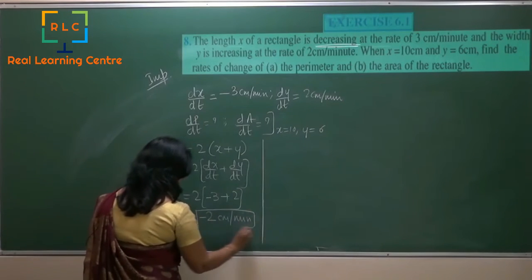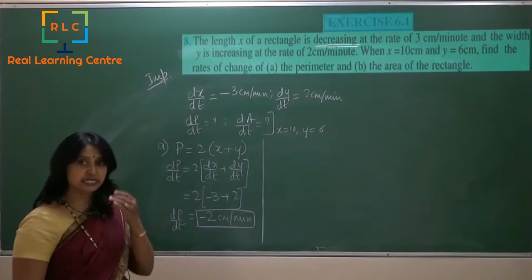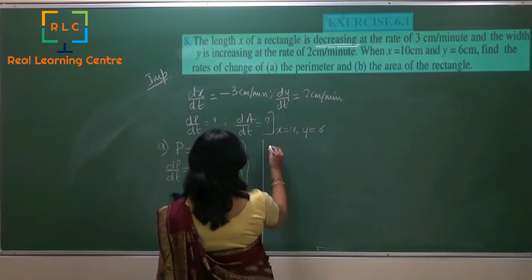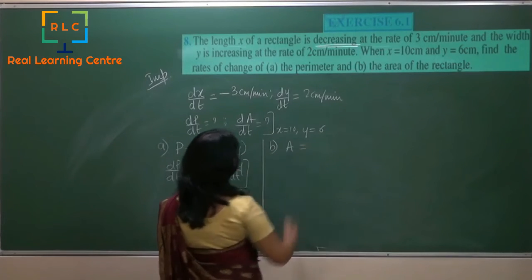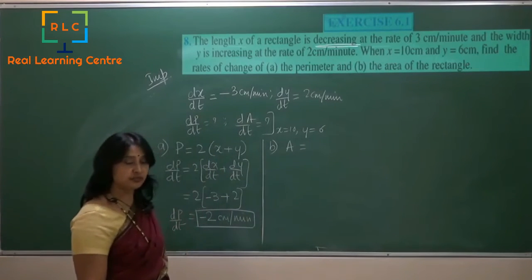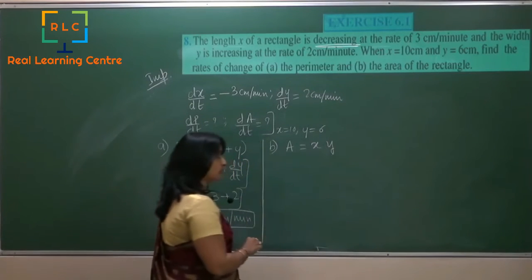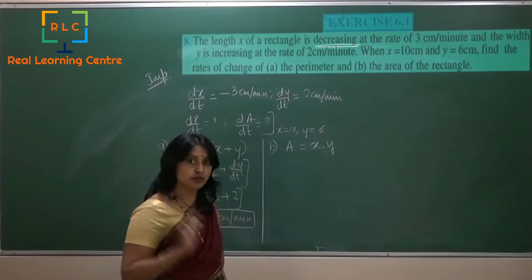What does this minus tell you? Minus tells you that the perimeter is also decreasing in its rate. Change of the perimeter is decreasing. Then B part of the problem, we talk about the area of the rectangle. Area of the rectangle is given by length into breadth, which is x into y as they have given in the question. This is a product, so you have to use the product rule here.